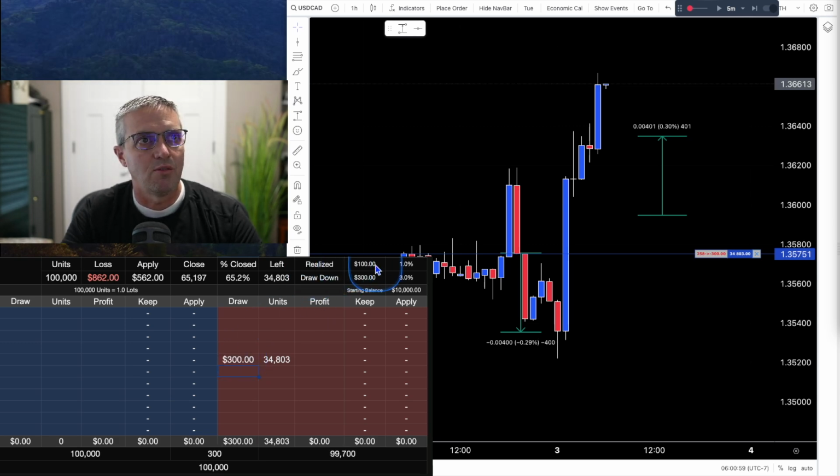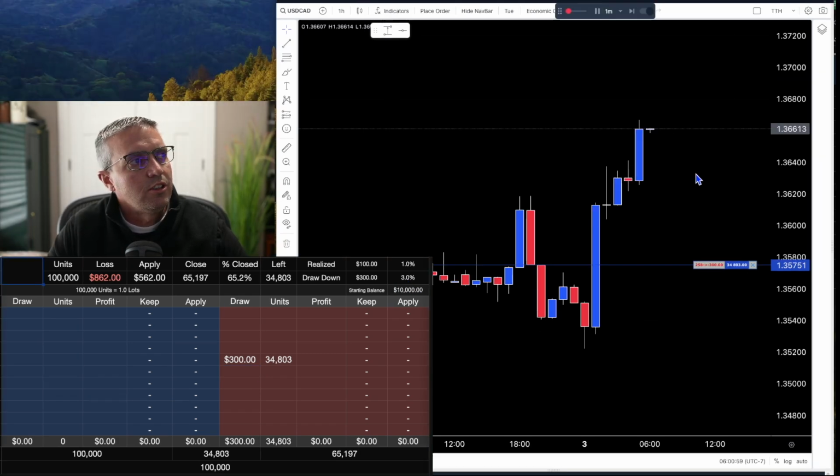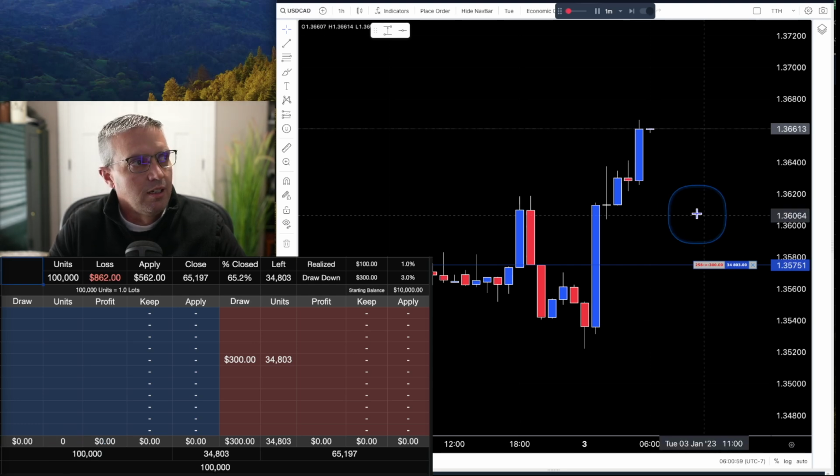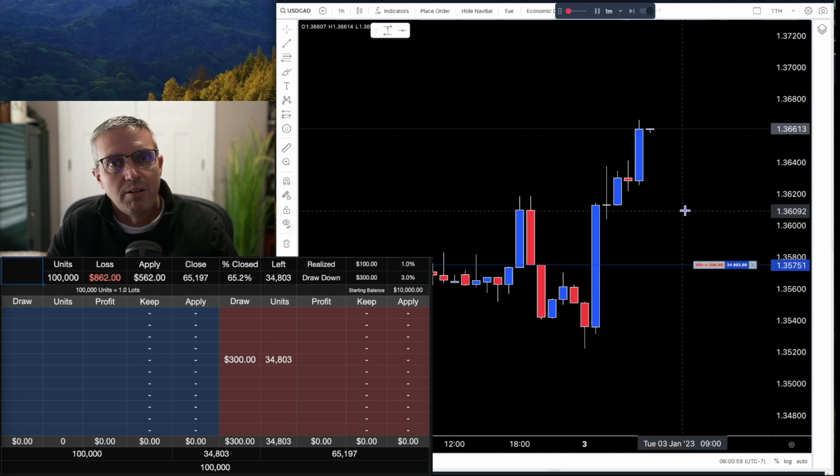So we have a realized gain of $100. We have drawdown of $300. We're at a 1% return, and we're at a 3% drawdown. So in this situation, you have a choice to make. You can balance your hedge, and you need to buy 34,803, or you can balance to capacity. And you have capacity to buy 65,000 or sell 65,197 units on the short side, and or buy 100,000 units on the long side. So I am going to balance to capacity.